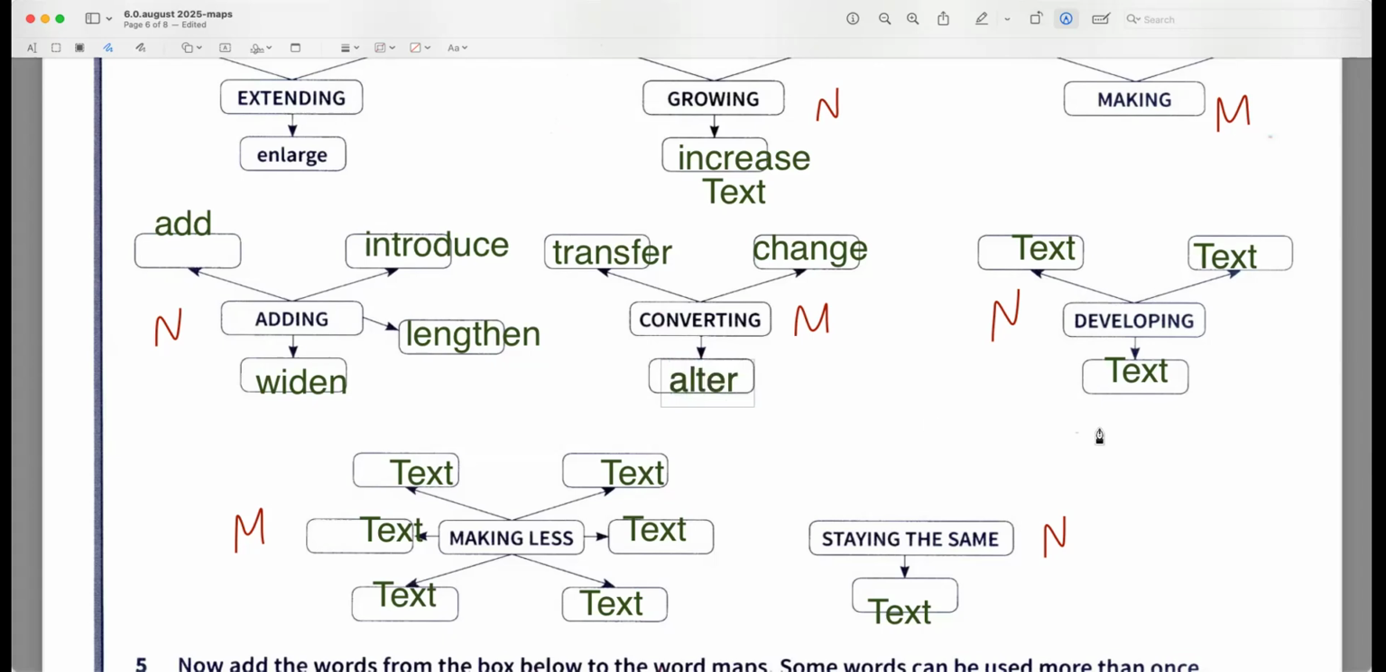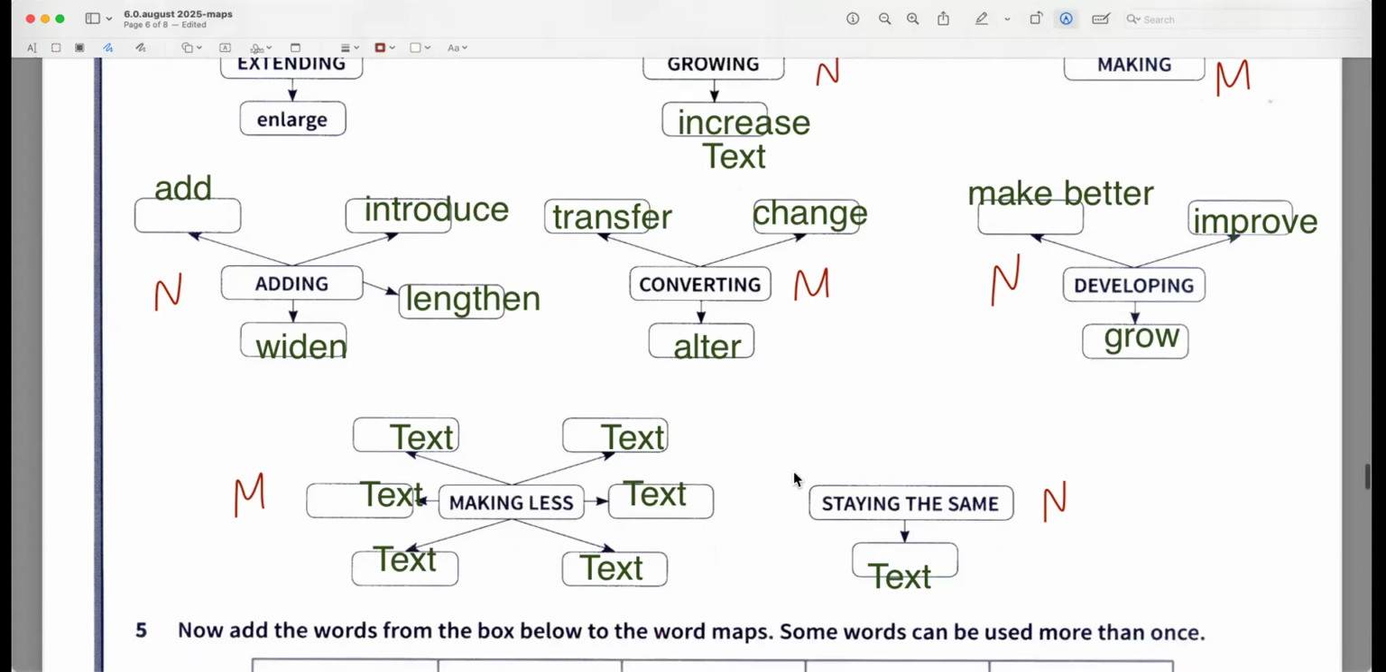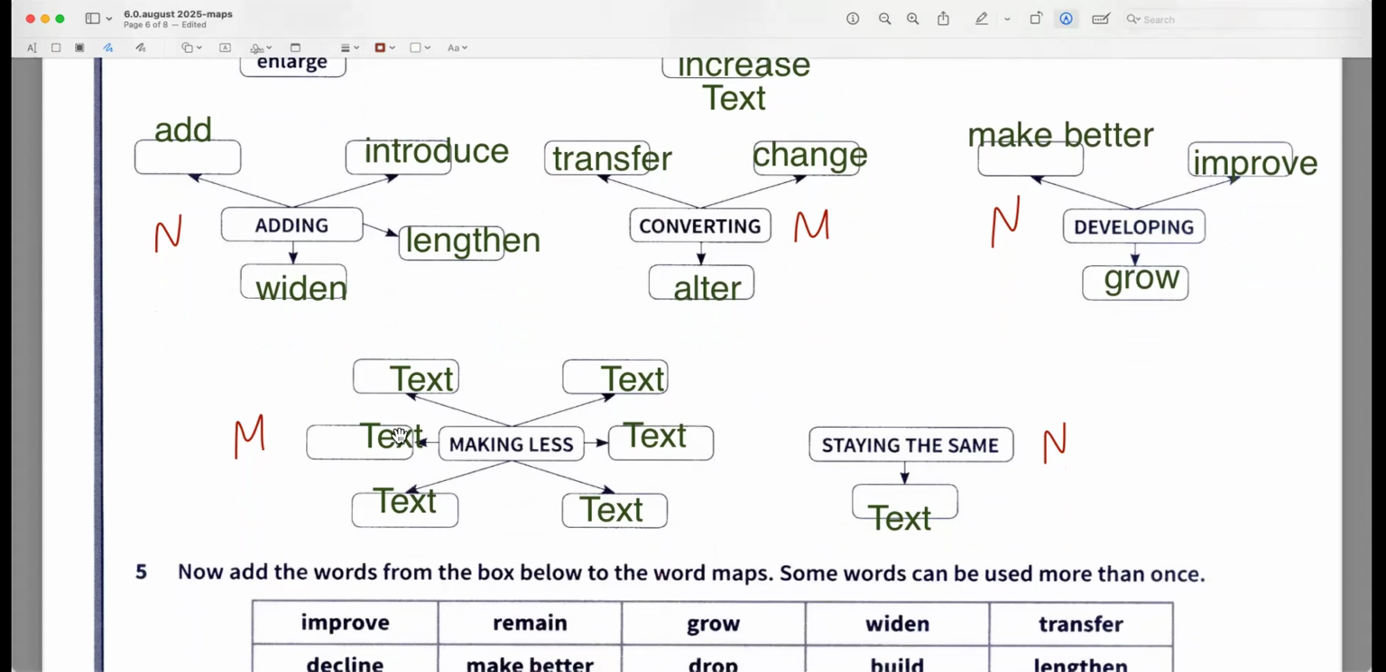Okay, next one, Ngọc, yeah, for developing. Yeah, make better. Good, yeah, improve and yeah, grow. Good. Now for making less. Okay, making less. Reduce. Yeah, sure, reduce. What else? Narrow.